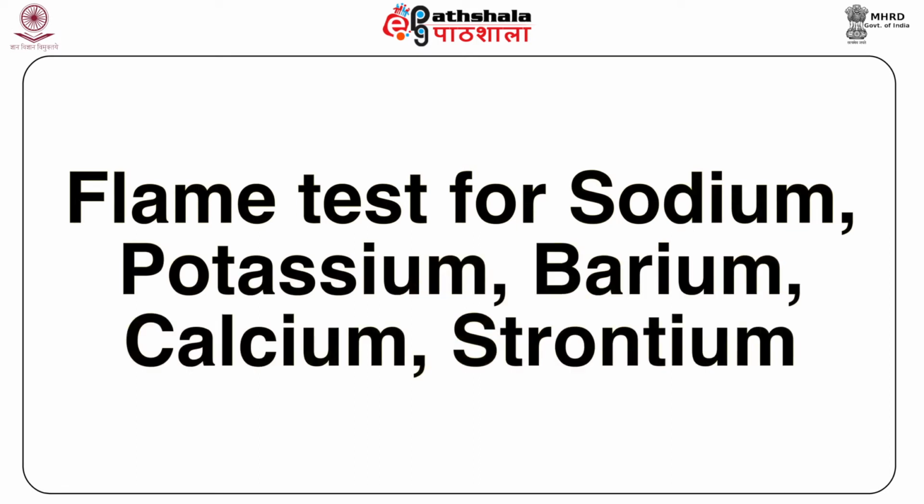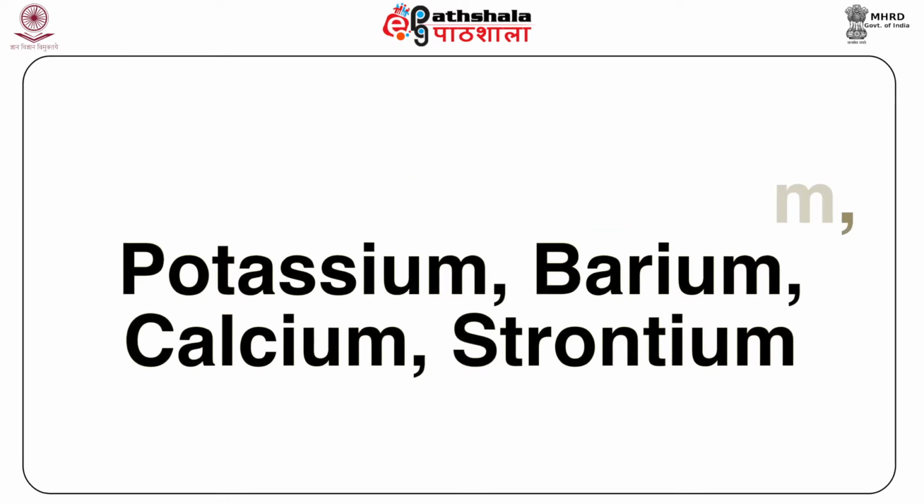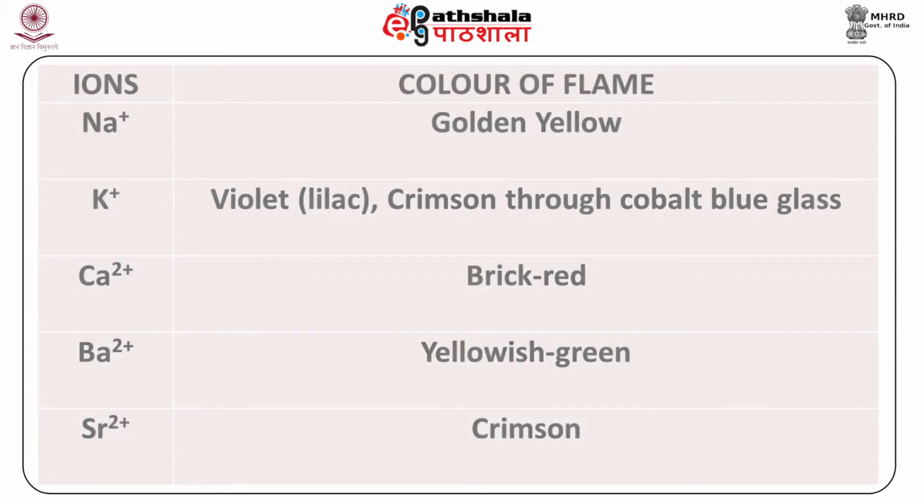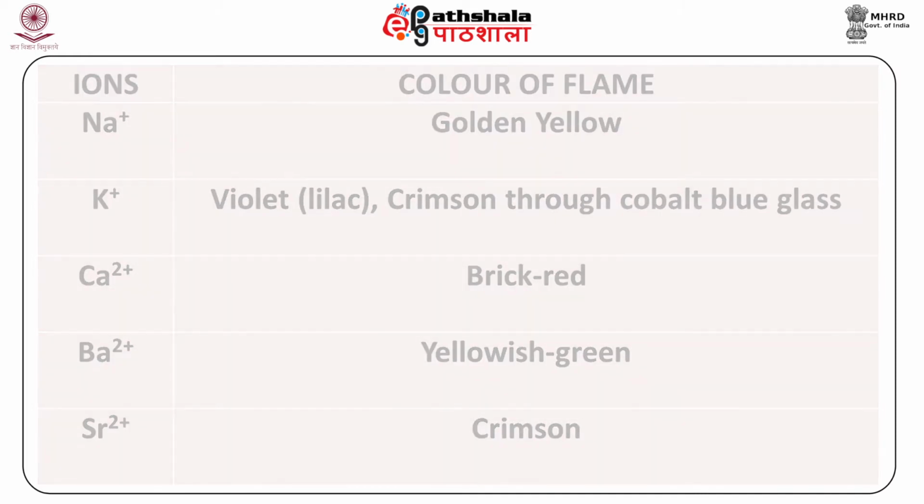Flame test for sodium, potassium, barium, calcium, and strontium. Put drops of the water extract in a beaker till it evaporates and is dry. After this step, cool it. Take concentrated HCl in a watch glass. Perform the flame test with the help of platinum wire in the non-luminous flame of the burner. The response of various ions to the flame test is given.